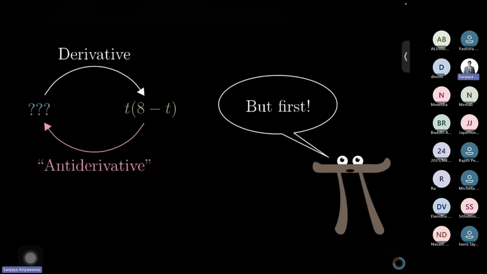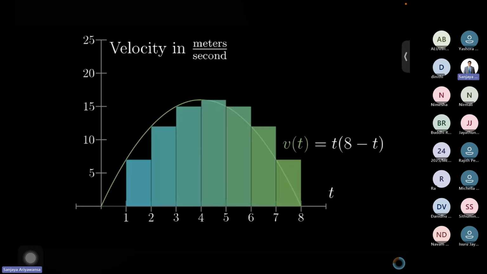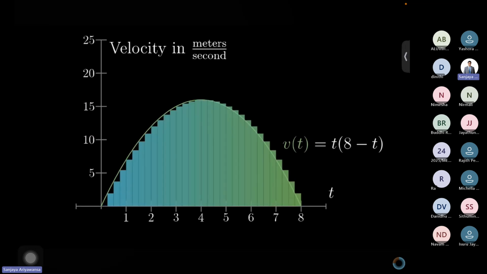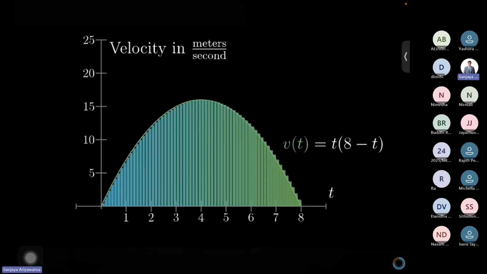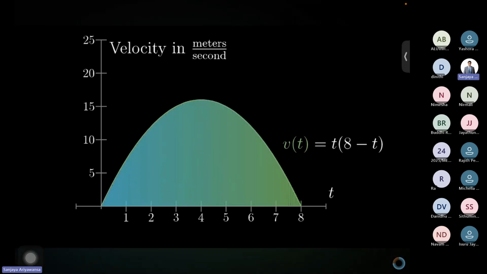But first, I want to spend the bulk of this video showing how this question is related to finding the area bounded by the velocity graph, because that helps to build an intuition for a whole class of problems, things called integral problems in math and science.